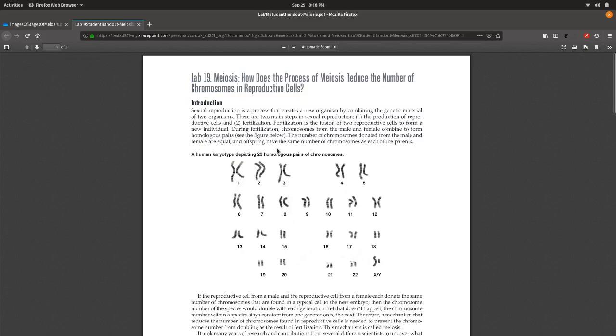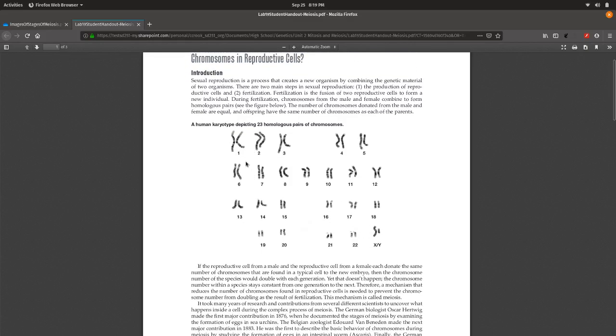To get a quick introduction, I'm not going to read through this. I will expect you guys to. But know that with sexual reproduction, two things basically happen. First, we're going to have cells that are being produced there. And second, fertilization will happen. It's really important to see these two steps in a model so that we can answer this question of why it is important that meiosis reduces those chromosomes in those reproductive cells.